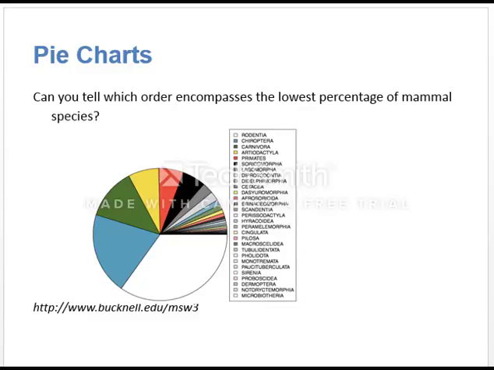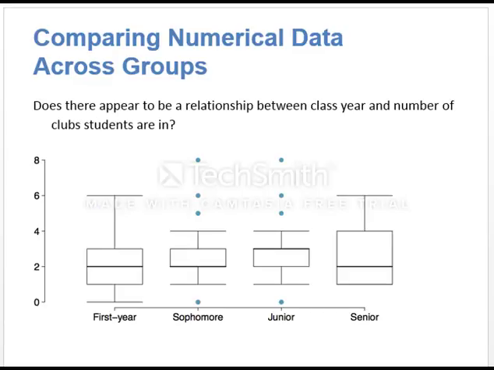Pie charts are another way to graphically display categorical data. This one I'm assuming you're familiar with. Also, when we have categorical data that's a grouping variable, such as your classification in school, we might do so-called side-by-side box plots. So we have maybe displays of the number of clubs the student is associated with, and then their classification.